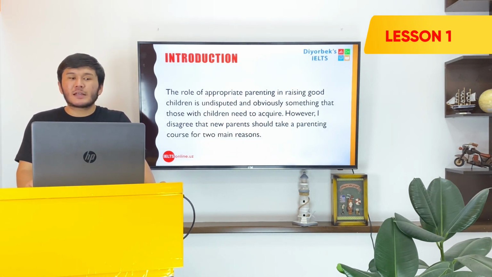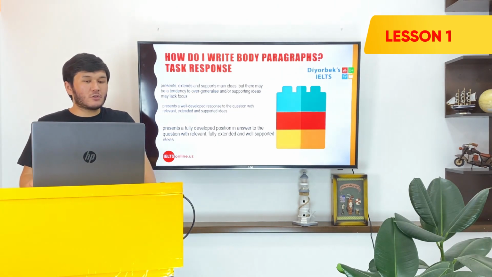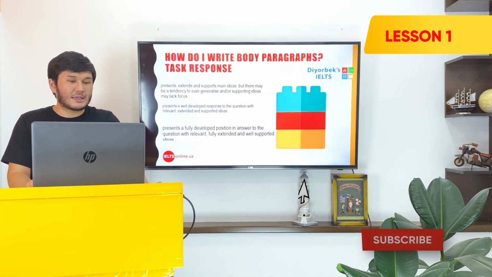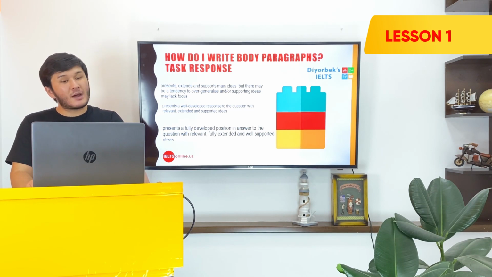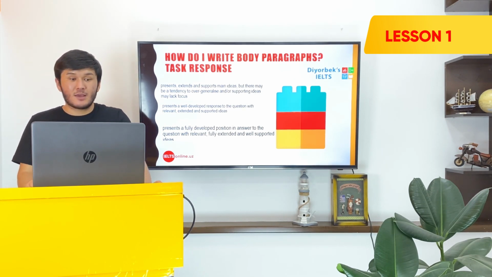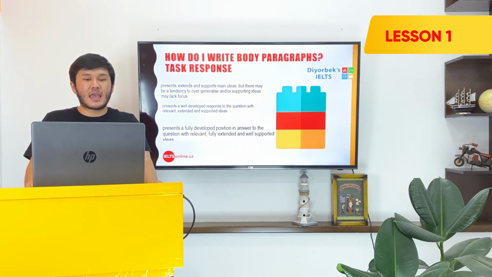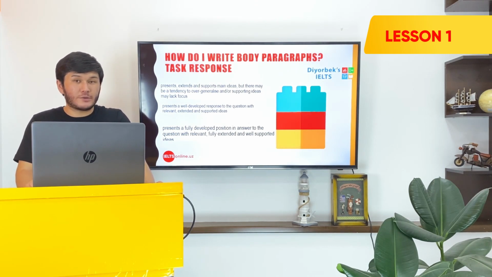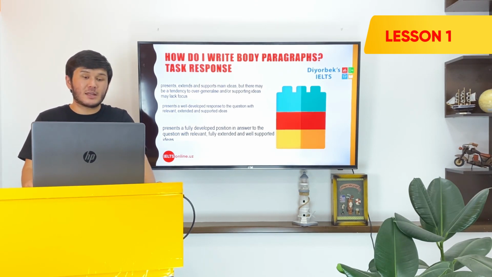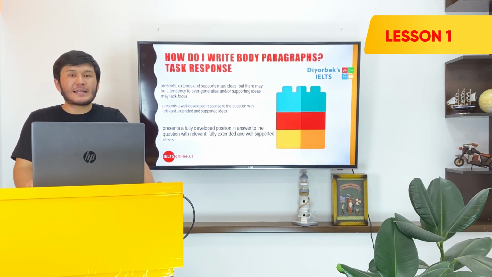So now that we've learned how to write an introduction, we can go on to learn how to write body paragraphs. To understand how to write body paragraphs, we again have to refer to the band descriptors. If I go to the band descriptors and look at task response, I can see that band 7 presents, extends, and supports main ideas. And there are two negative qualities with band 7. They have a tendency to overgeneralize, and they have irrelevant ideas, where supporting ideas may lack focus. And these two problems will be resolved throughout the course. We will learn how to avoid overgeneralization, and we will learn how to write only relevant ideas.